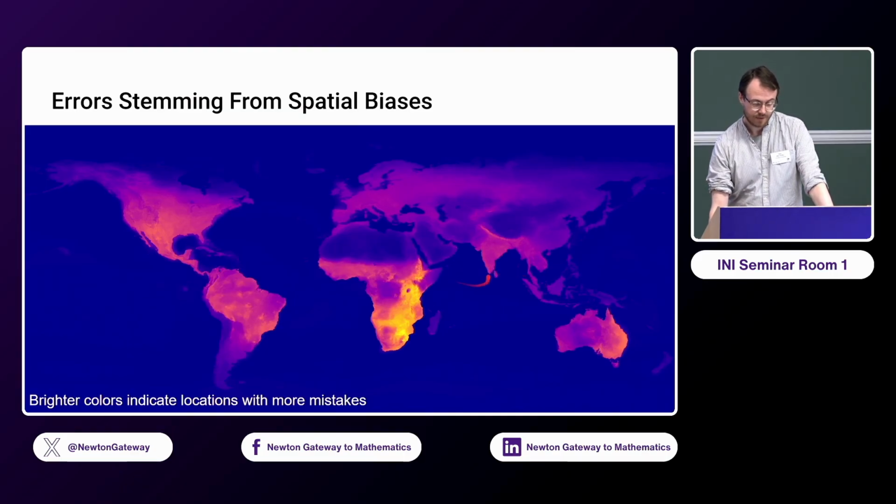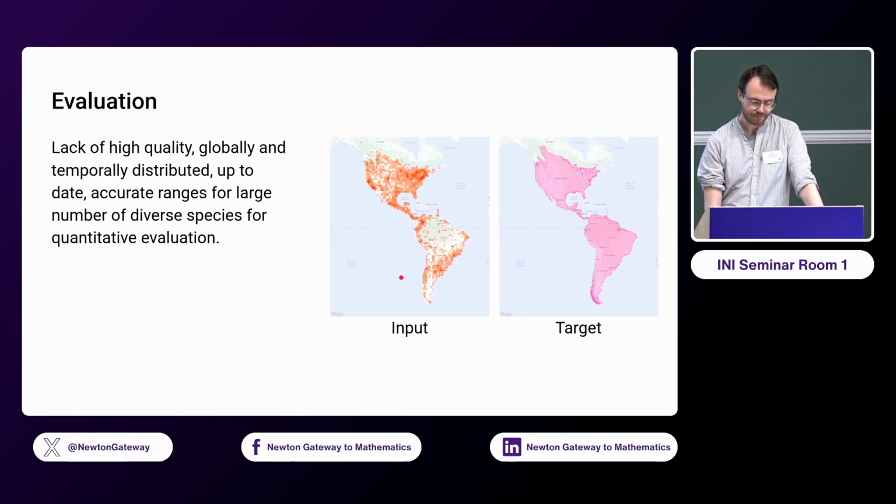And you can see here, this is, for example, a visualization of the errors of one of our models, where brighter color means more error, and so we're seeing that we're getting these big errors in regions that are not necessarily very well represented by our model.